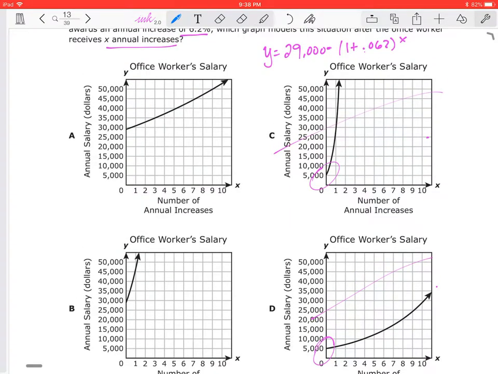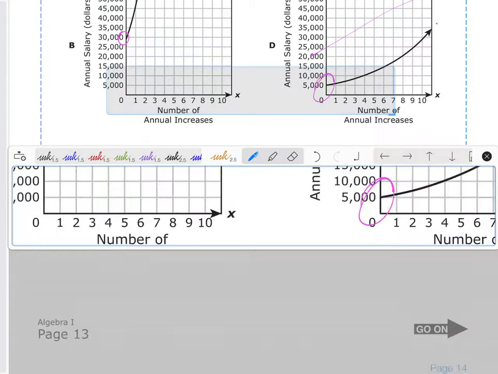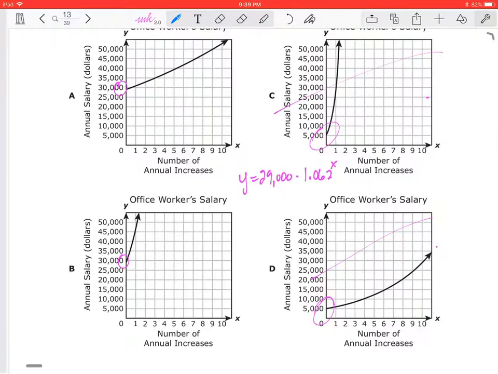Well, in year one, let's see. I'm going to graph this in my calculator. If we talk about this being an exponential, that's going to be y equals 29,000 times 1.062 to the power of x. So after 1 year, because our y-intercepts look the same on both of these, that's going to be 29,000 times 1.062, which is going to give us 30,700. So that'd be here at 1.